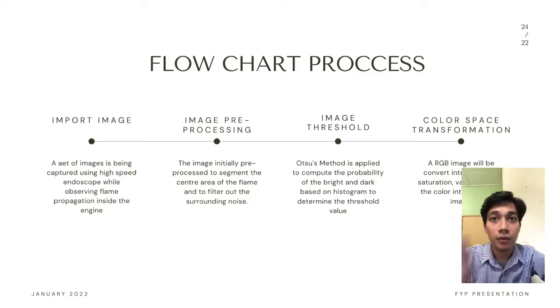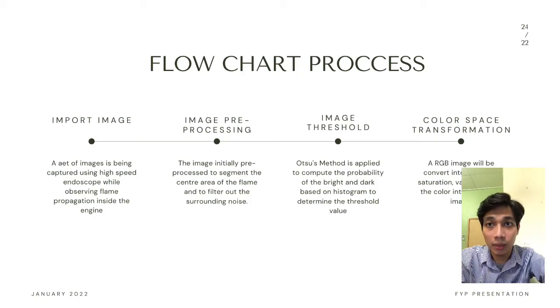This is the flowchart process, and the first step is import image. This set of images was captured using a high-speed endoscope while observing flame propagation inside the engine. The imported image then goes through image preprocessing to segment the center area of the flame and filter out the surrounding noise.